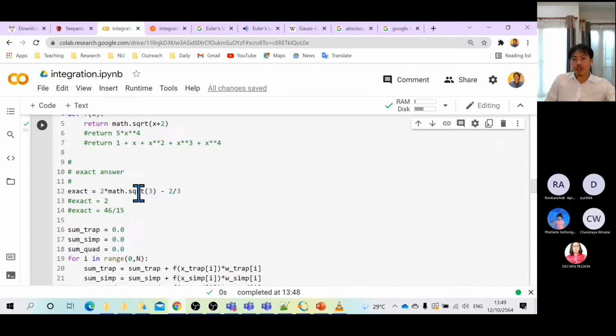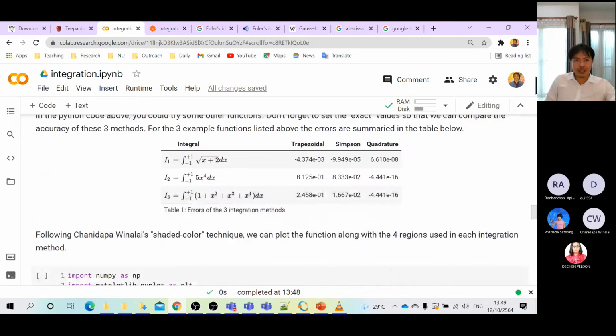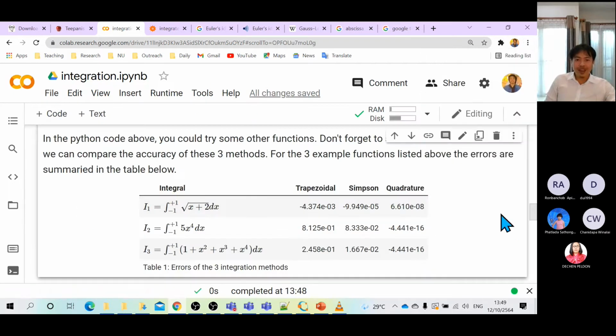If I do all of those functions and put the answers in a very nice table just to show you the summary of the errors for these methods, here's what I found. Usually Simpson's is always better. The error is always smaller than the trapezoidal. And quadrature is also very small compared to the rest.